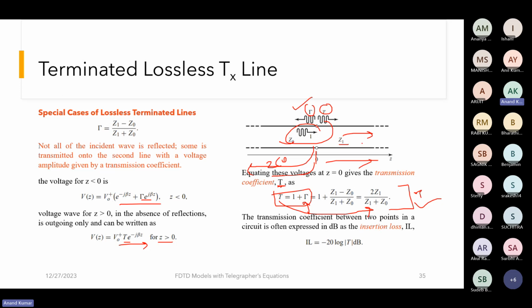The transmission coefficient between two points in a circuit is often expressed in dB as the insertion loss. So if you use this expression for the transmission coefficient and you take the log, we refer to this as the insertion loss, the amount of wave which was transmitted through the structure. So there was some incident wave over here, something was transmitted, and you can use this ratio to give the insertion loss. So we talked about return loss, we talked about insertion loss.